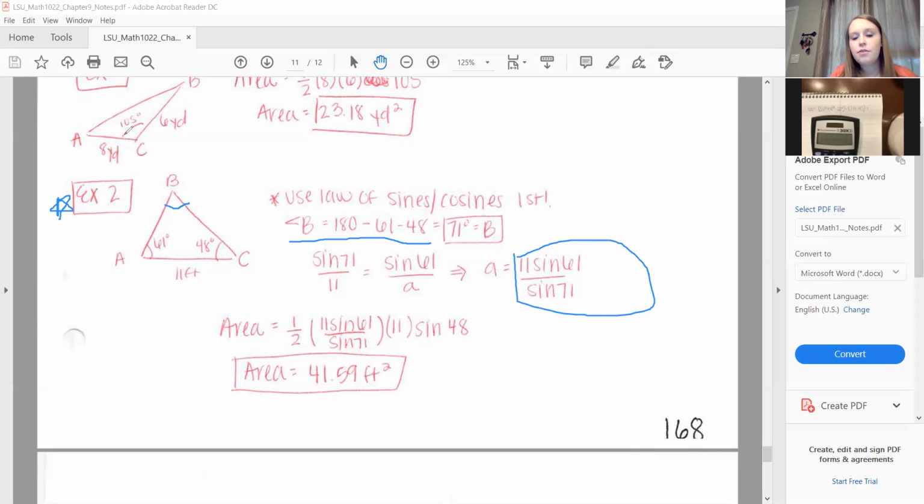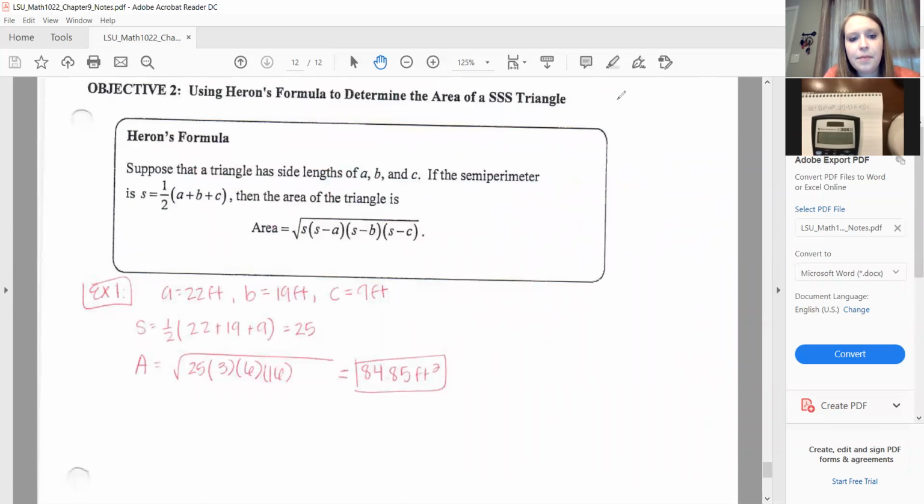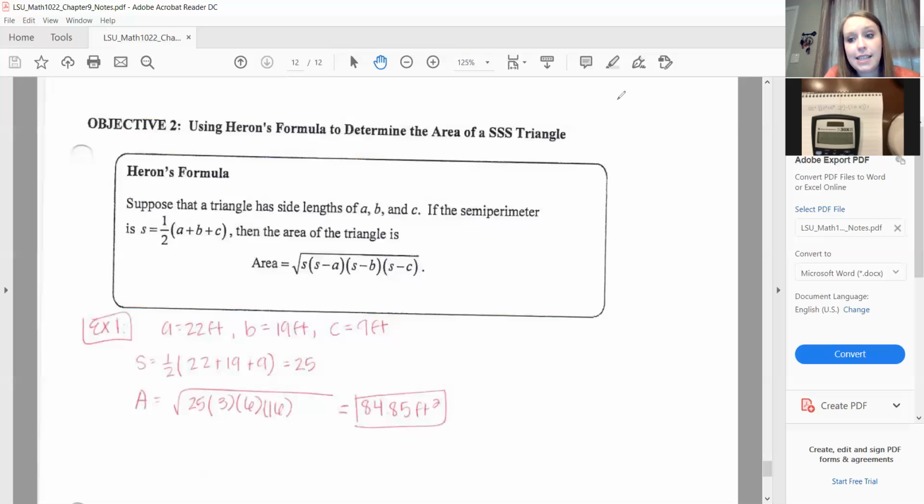Okay, and then there's another formula called Heron's formula. And this is really easy. So this is when you have side, side, side triangles, and you're looking for the area. So S doesn't stand for side, but it stands for the semi-perimeter. So it's half of all the sides added up. So A, B, and C. So you find S, and then you literally do S times S minus A times S minus B times S minus C, and take the square root. So it's really easy, but you do have to have this formula memorized when you take your test.